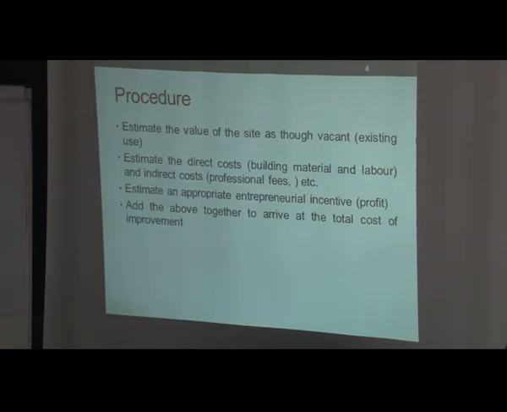There is really no standard process as to what you need to start with when you are doing a valuation. So in this procedure, the order does not matter. You can start with whatever you want to start with. What is important is that all these factors need to be considered in the valuation. So you first need to estimate the value of the land. And how are you going to estimate the value of the land? You're using the comparable sales method.